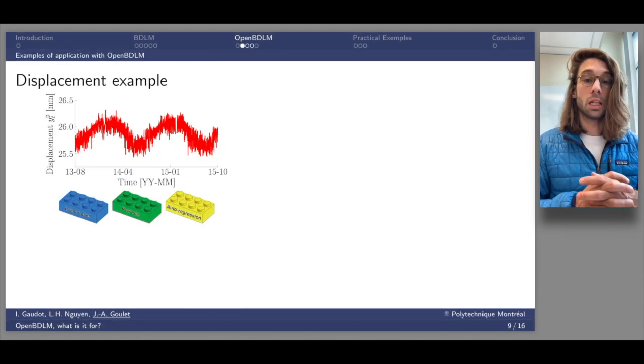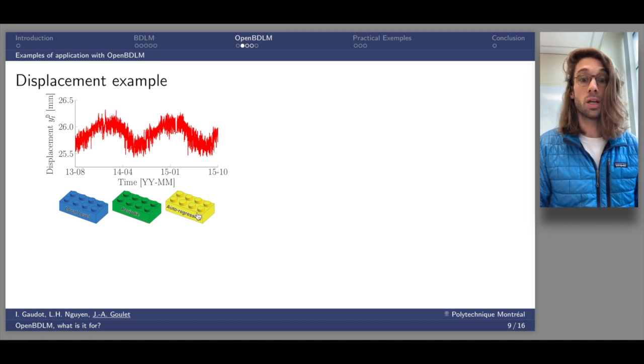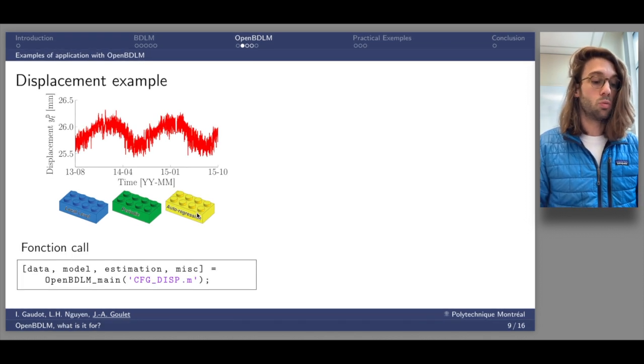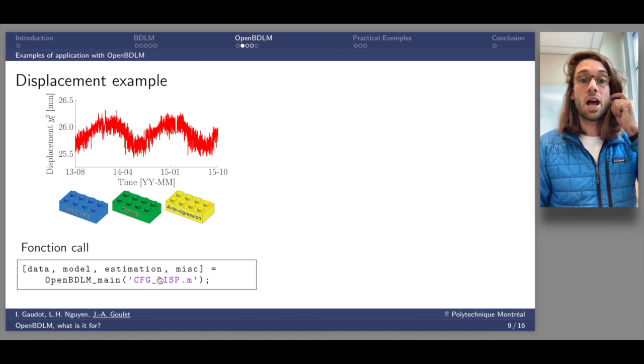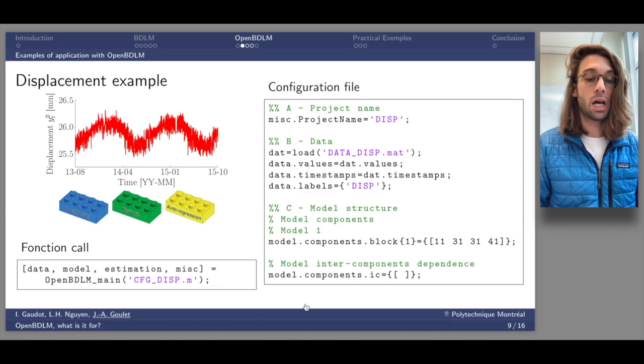Okay, for instance, let's say we want to generate a configuration file and use it for the first displacement example we saw, where we want a local level, a periodic component, as well as an autoregressive component. How do we do this? The function call for this would be: my output equals OpenBDLM main, and I give here my configuration file containing everything I need to define this model. How would this configuration look like? It would look simply like this.